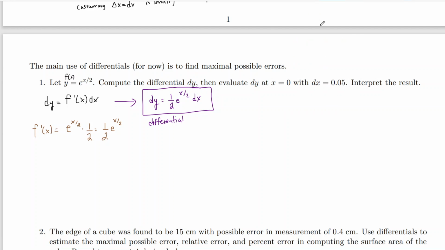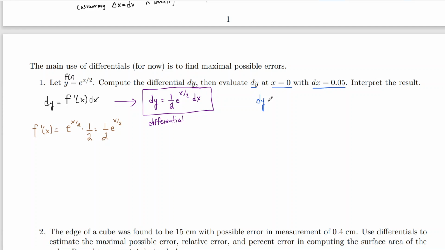Well, now with this formula, we're told to do what? We're told to evaluate dy, so we want to figure out dy when x equals 0 and dx equals 0.05. Well, now this might make a lot more sense because if you look at our formula for dy, we have an x in it, so we can plug in x equals 0, and we have a dx in it. We can plug in 0.05.